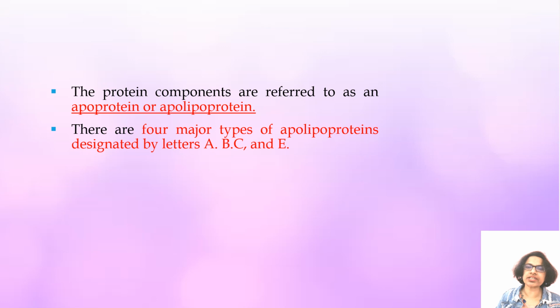The protein components are referred to as apoprotein or apolipoprotein. There are four major types of apolipoproteins, designated by the letters A, B, C and E.